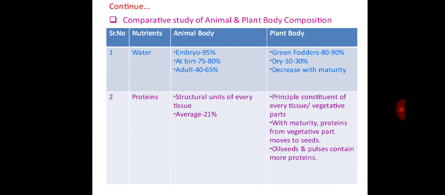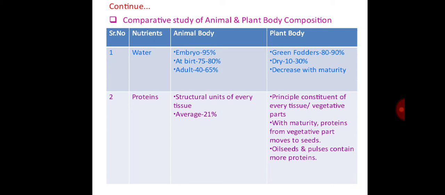Now, a comparative study of animal and plant body composition. In the animal body, water is 95% at the embryo stage. Then it decreases at birth to about 75 to 80%, and at adult stage it decreases to 40 to 65%. Whereas in the plant body, green stage or green fodders contain 80 to 90% water, whereas at dry stage 10 to 13%, and it decreases with maturity.